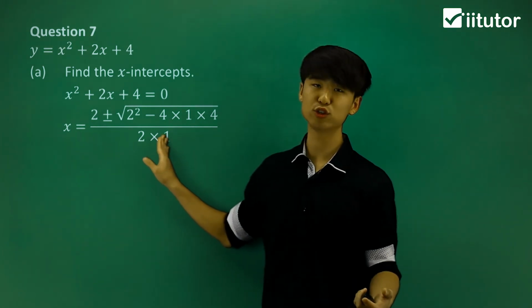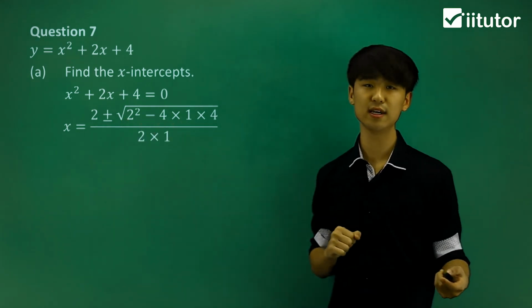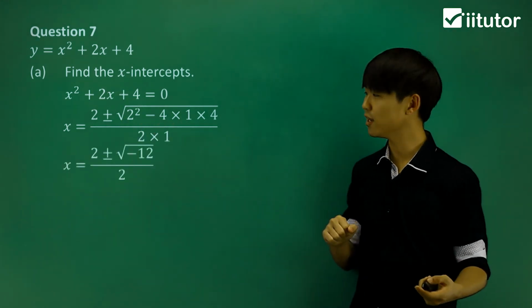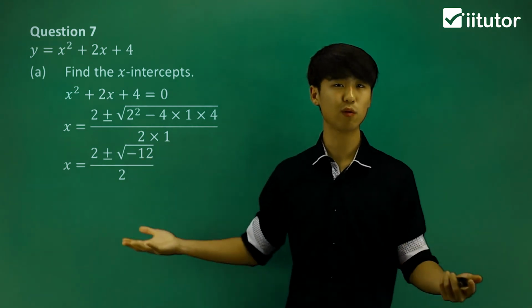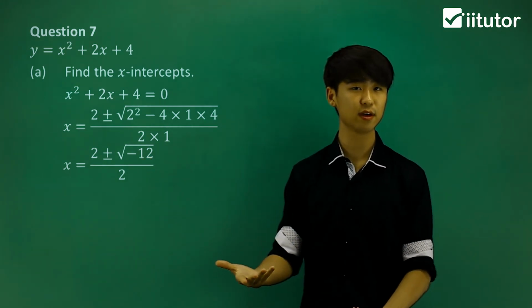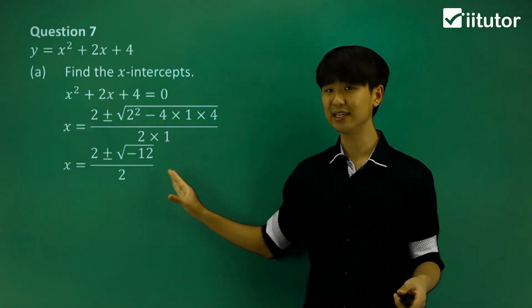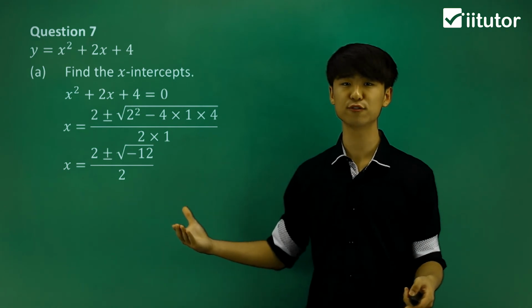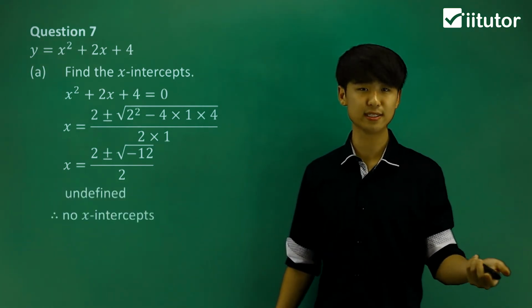Using our quadratic formula, we should already know how to do. Now one thing about this is if we simplify it, we can see inside my square root, we have a negative 12. What does that tell me? We can't really have a negative number inside my square root. So this answer is undefined. There is no solution for x. So there is no x value, then there is no x-intercept at all.